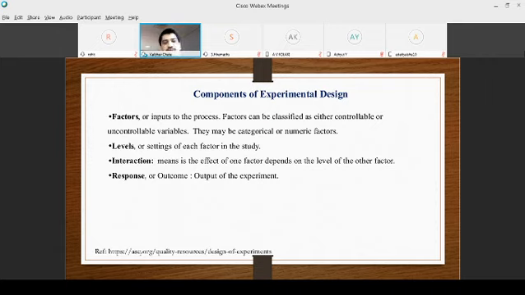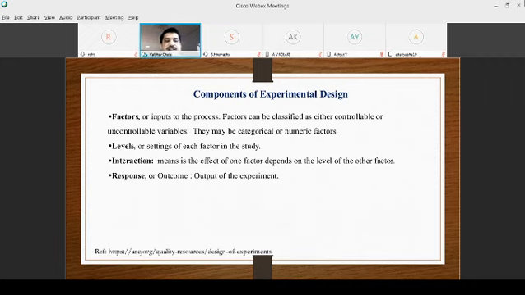Tea powder of two different brands can be used, and they might be added at different quantities for the same 1 cup of tea preparation. So that means factors are what? Factor is the tea powder. This can be varied based on the quantity. That will be the level. That means setting, we call it. Setting of each factor, we call it a level.